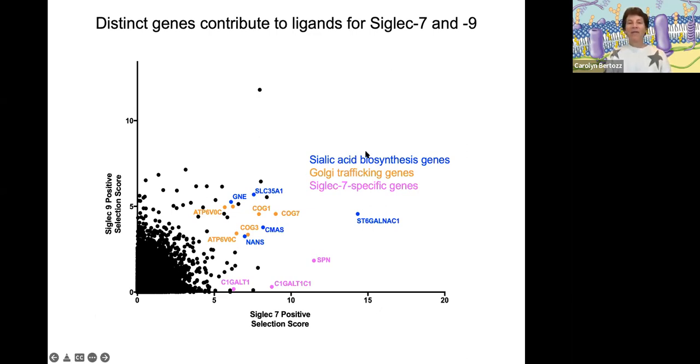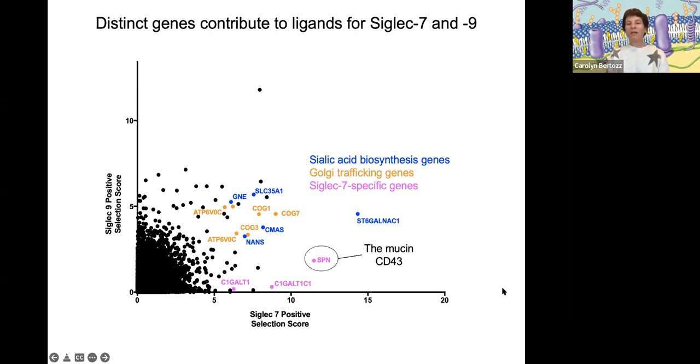And similarly, we found lots of genes that are involved in Golgi trafficking. And that also is important for any ligand for a Siglec because those genes bring molecules to the plasma membrane. But what was interesting is that there were genes that we saw that were very important for Siglec-7 ligands, but totally irrelevant for Siglec-9 ligands, testifying to the fact that these two Siglecs, which are actually quite related to each other as a family, they bind different things on the surface of the K562 cell.